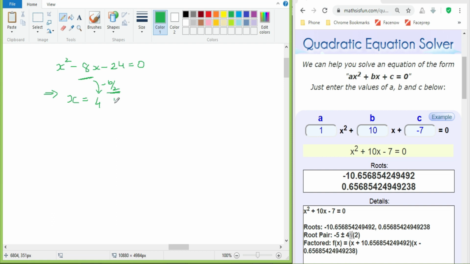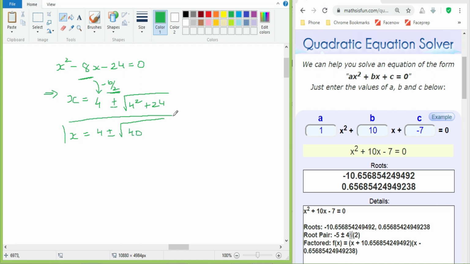Then I'll go with the next one. Plus or minus root of, what is this? This is 4 square. Since it is minus, I'm going to add it here, 24. So I can write x is equal to 4 plus or minus root of 4 square, which is 16, plus 24. 16 plus 24 gives 40. So the answer is x is equal to 4 plus or minus root of 40.